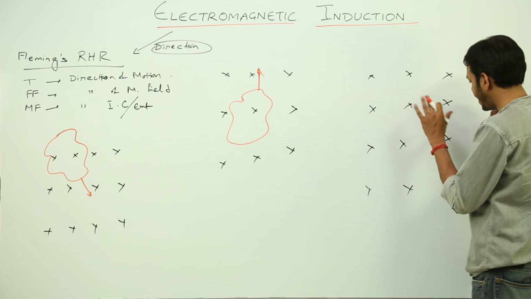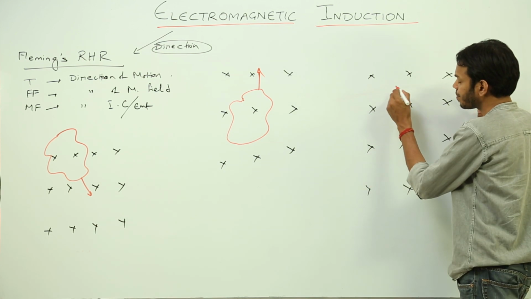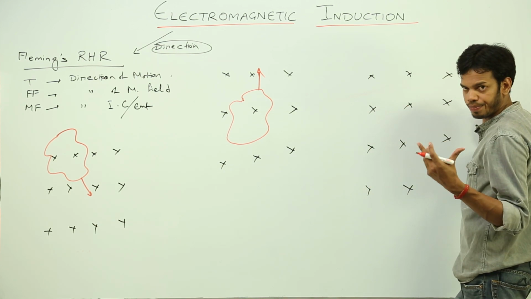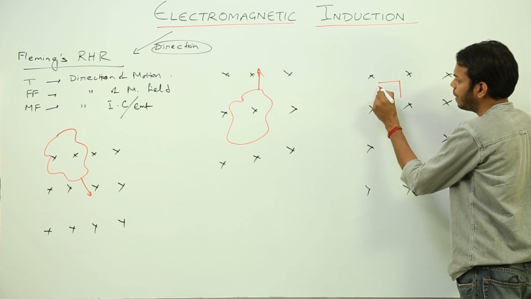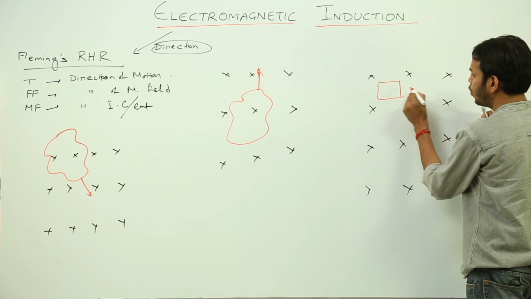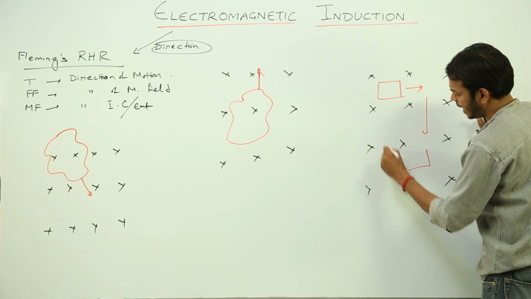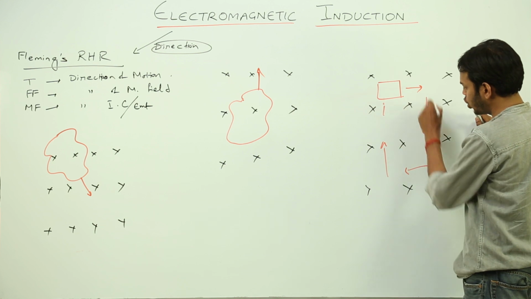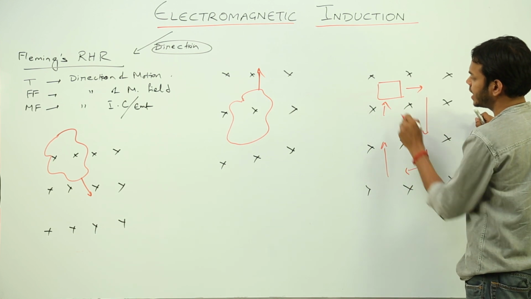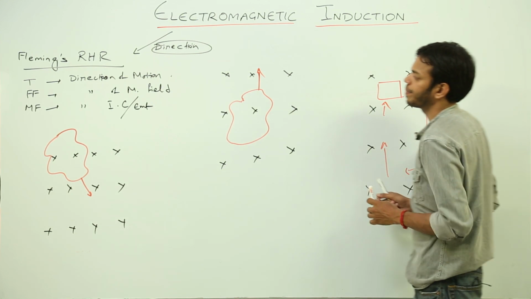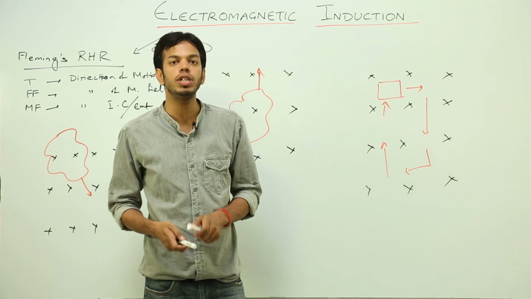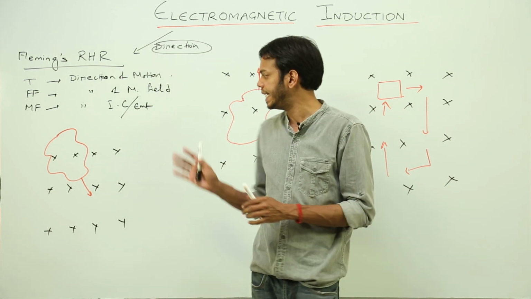Lastly, here I will be using a rectangular figure. For example, I am using a square and I am moving this square from here to here and like this. I am rotating it in the magnetic field like this. This is the direction of rotation of the square. So let's find out the direction of induced current in each diagram.